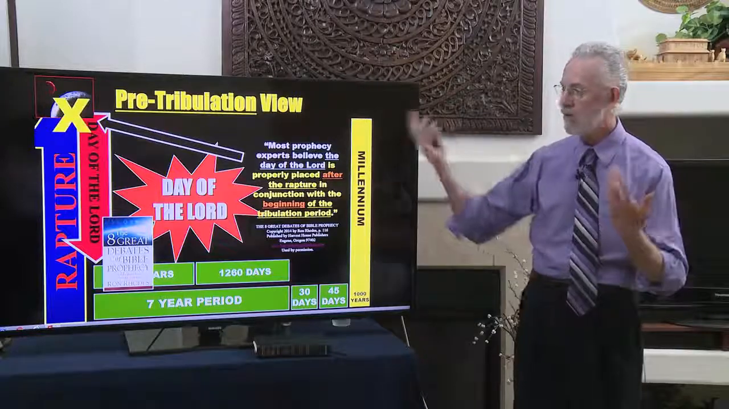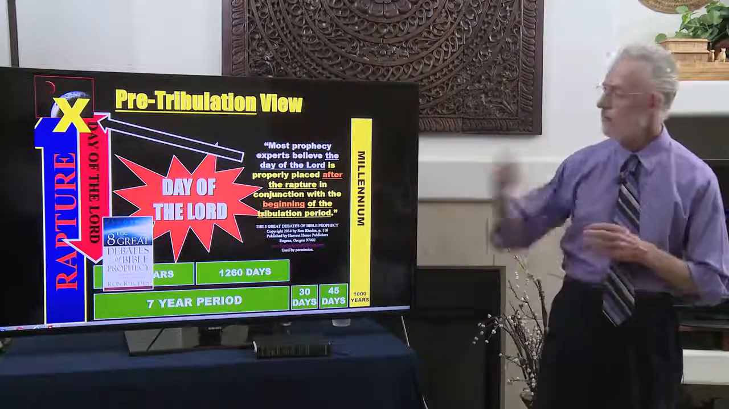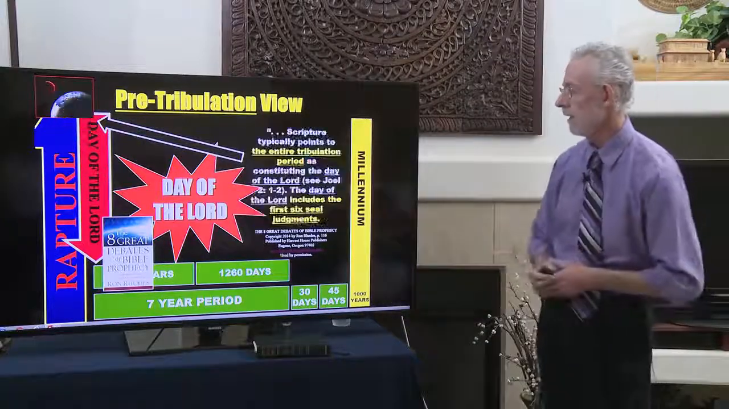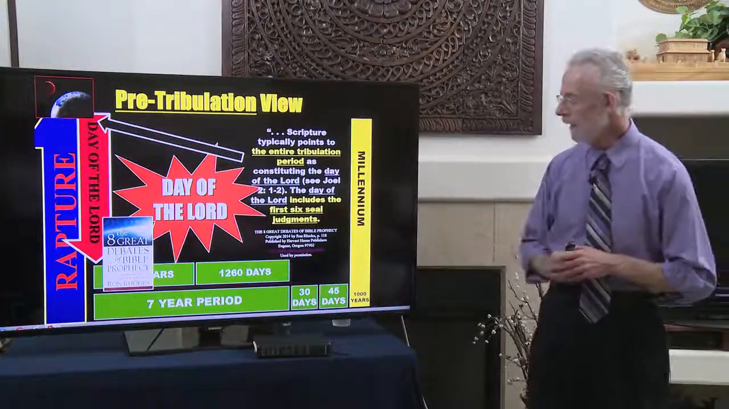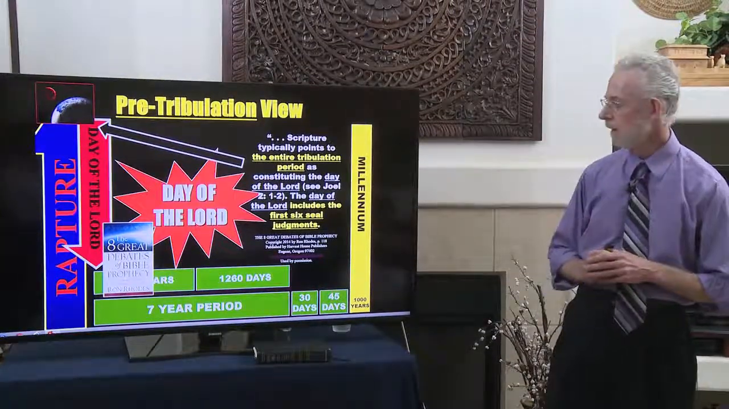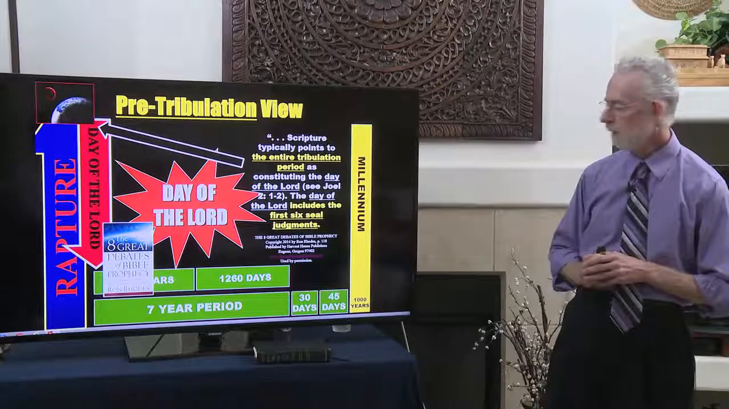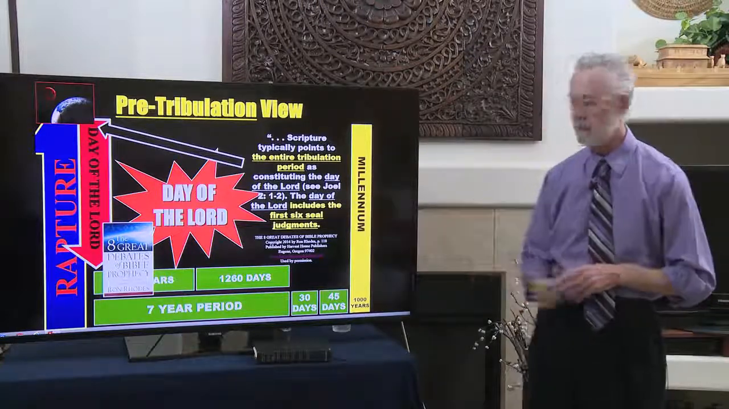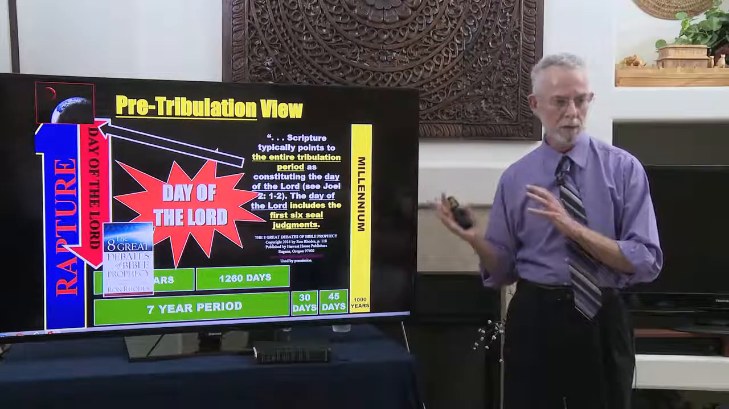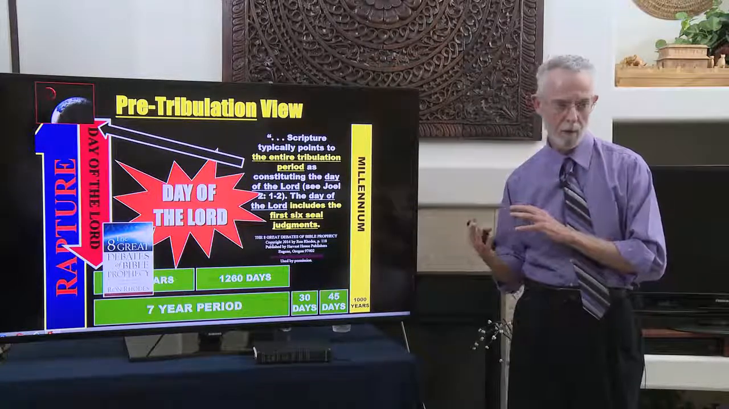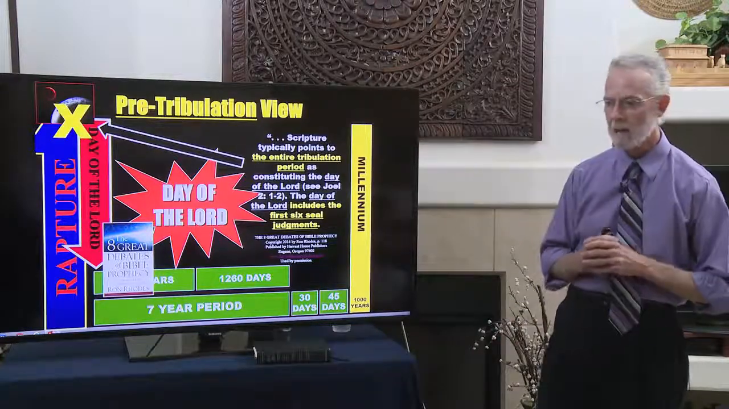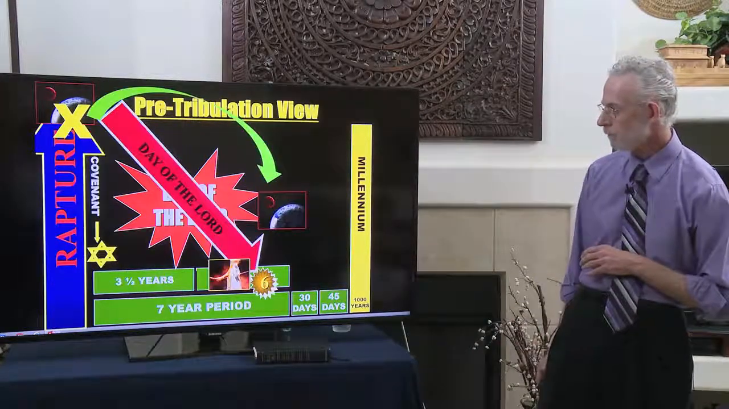But the problem is we don't have any passages that support that. There are no passages in the Bible that have the sun, moon, and stars going dark at the beginning of the 70th week. A little bit later in the book, he says this. He said, "Scripture typically points to the entire tribulation period as constituting the day of the Lord." And then he says the day of the Lord includes the first 6 seal judgments. So with his view, all those seal judgments that I just showed you, he says those are the day of the Lord. And those are God's wrath, okay? But again, we don't have any passages that show that the day of the Lord starts over there.